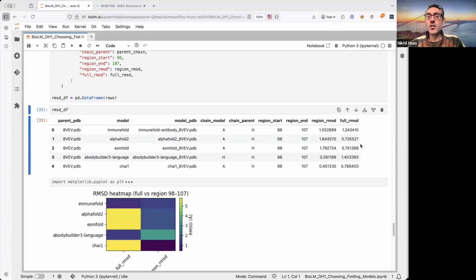Yeah. And I think this is one of them where I had to put in heavy and light chain. I think that was a BodyBuilder 3 language. Though we do select the chains for RMSD, I wonder if the fact that it's doing both chains makes it a little less accurate. I don't know.